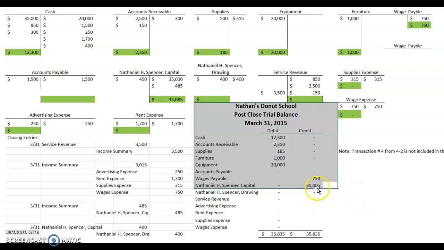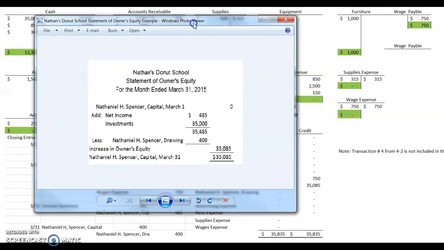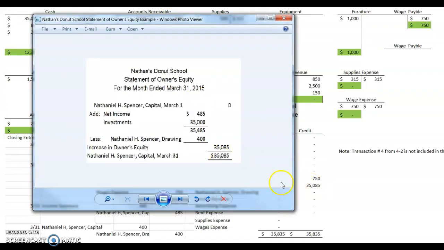My ending balance in my capital account now matches the ending balance on my statement of owner's equity that we prepared in this course.